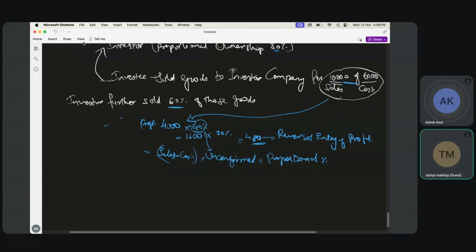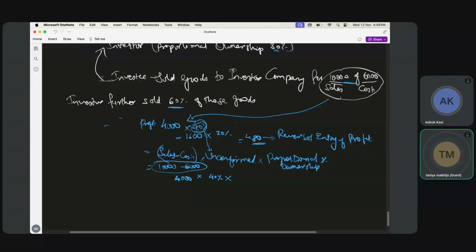So what you have written is sales minus cost into unconfirmed into proportional ownership percentage. Can you explain this one again? Why have you multiplied 30%? See, this is 10,000 sold minus 6,000. So the topic is all about 4,000 extra profit. But in that 4,000 extra profit, 40% is not sold. So 40% profit I should reverse.